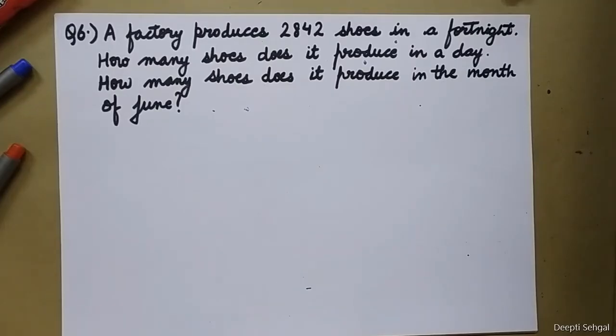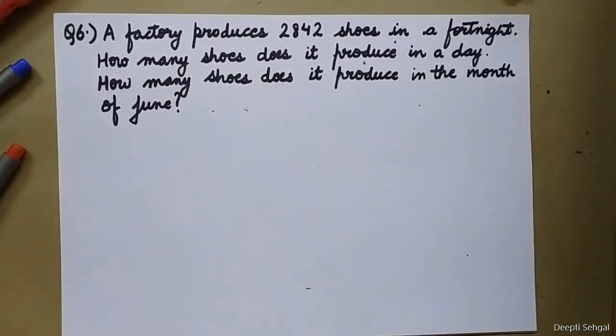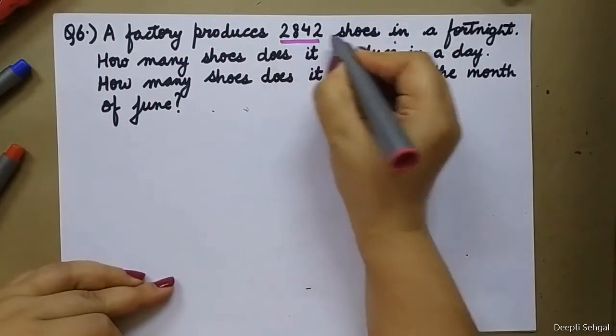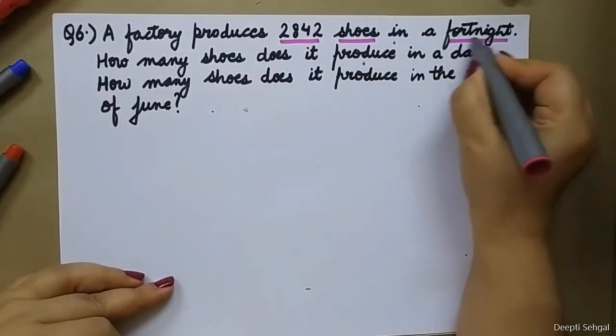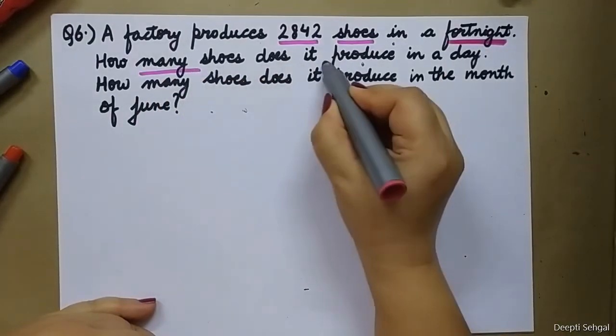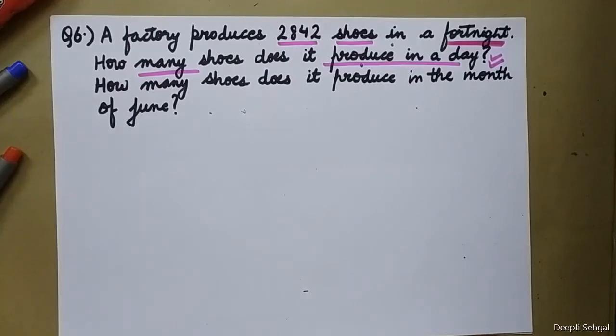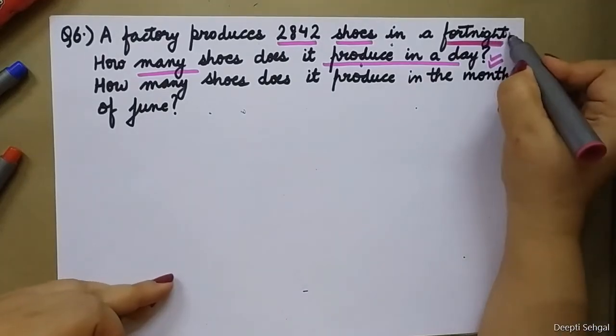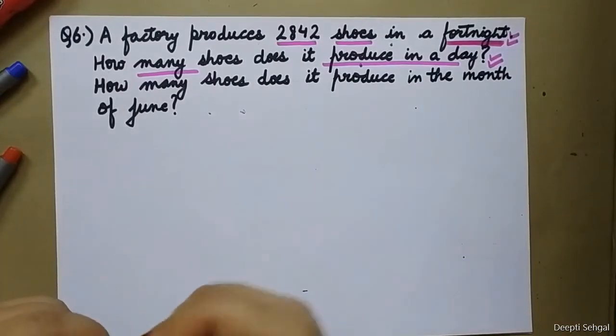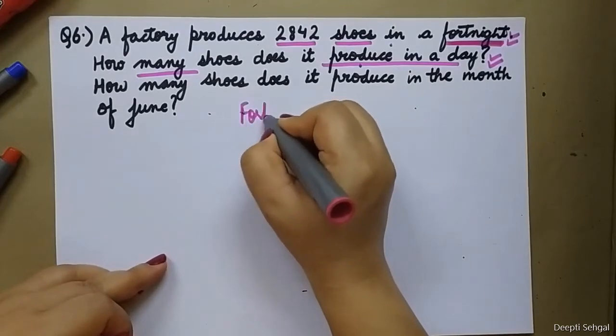Let's read it. A factory produces these many shoes. I'm not reading the number. These many shoes in a fortnight. Now they are saying how many shoes does it produce in a day. First we will see this. We have to find out about a day. हमें fortnight के बारे में दिया हुआ है. Now fortnight means, what is the meaning of fortnight?